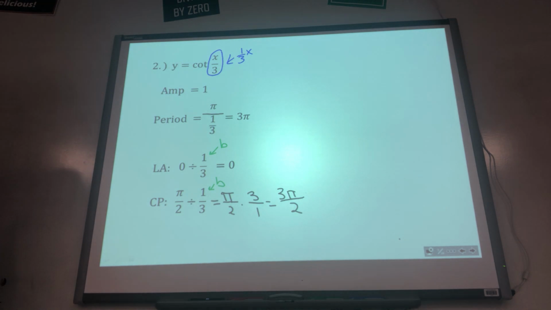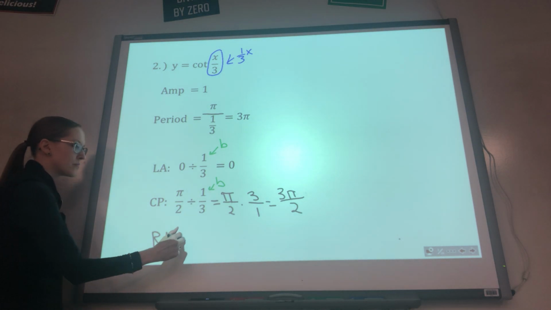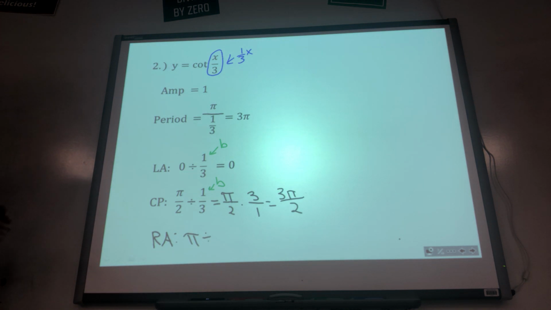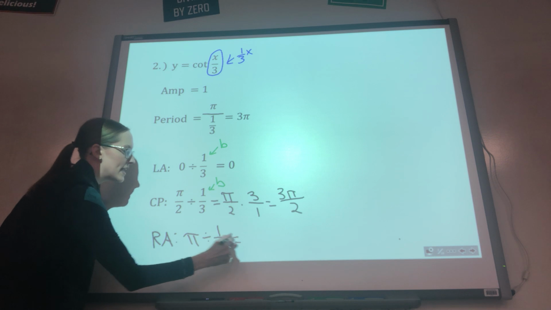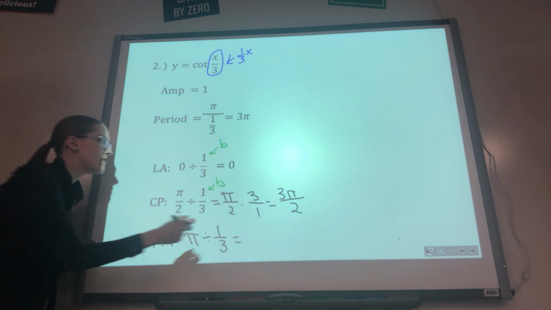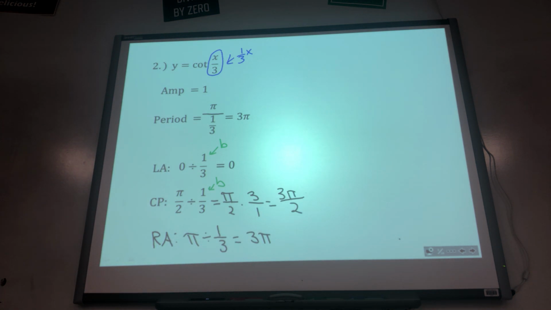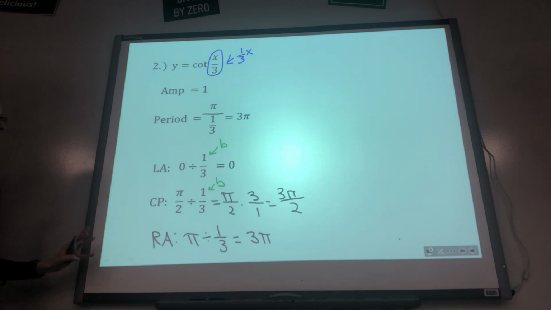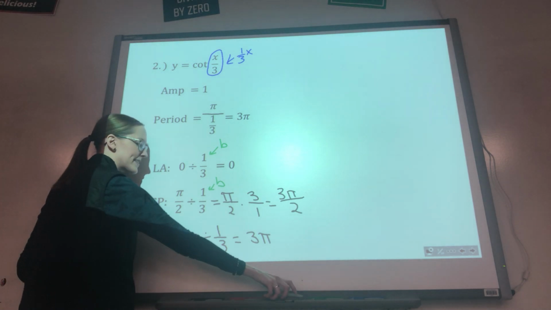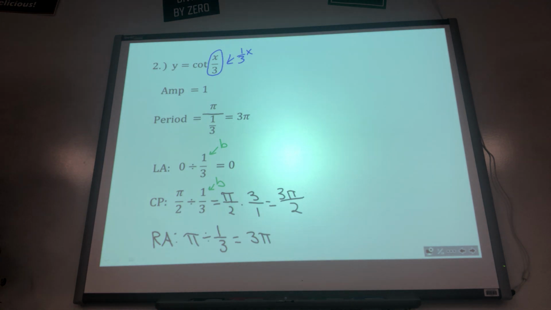That's something you'll have to label on your x-axis. And then the right asymptote used to be at pi. So take pi divided by 1/3, and actually that's kind of what you did up here. Pi divided by 1/3, that's going to end up being 3 pi. So that gives me everything I need to label my x-axis. Y-axis is still pretty standard here since the amplitude is still just 1.